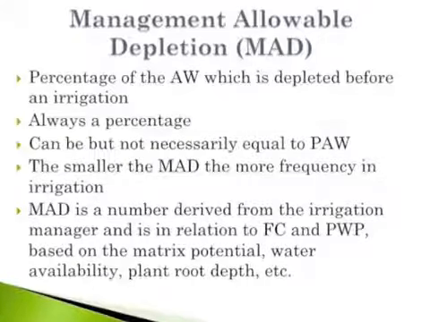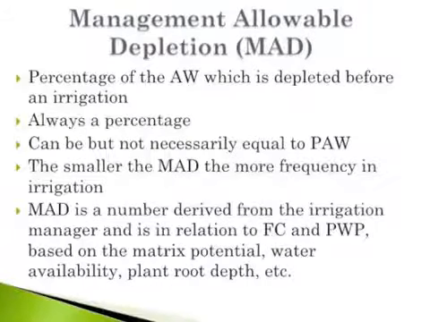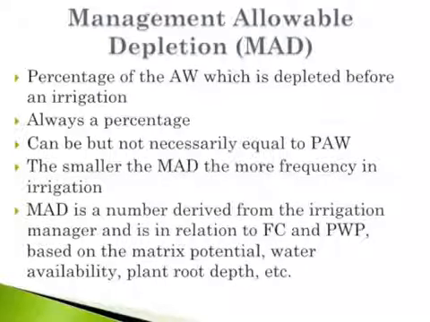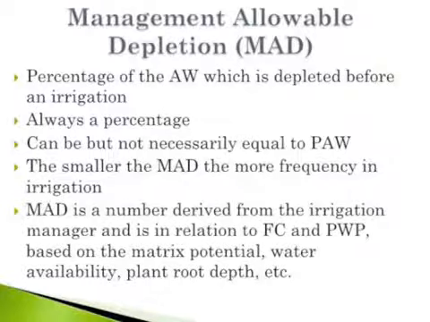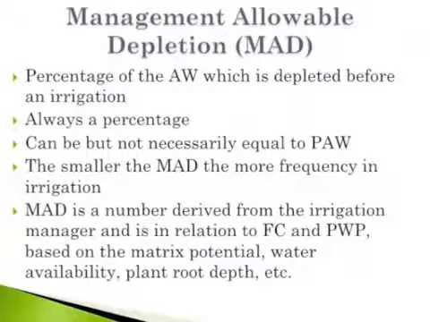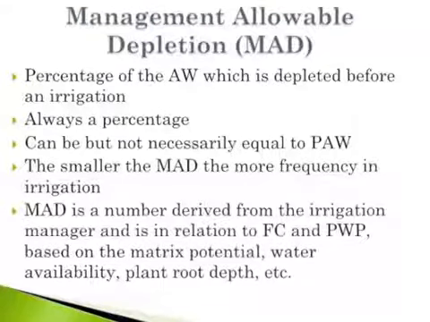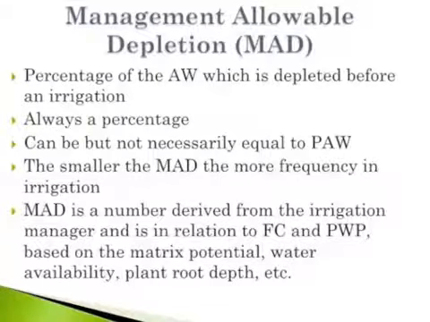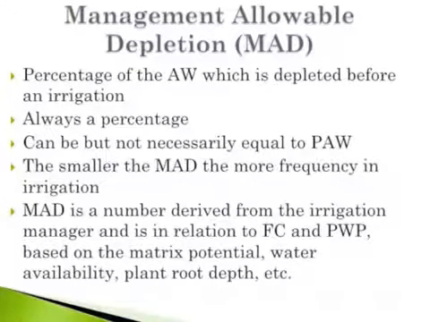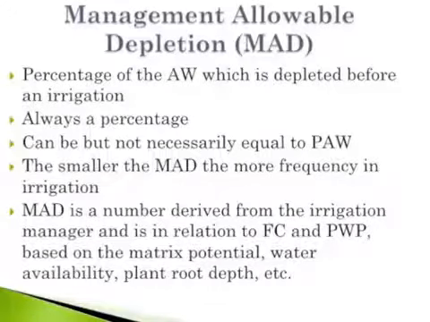The larger the management allowable depletion, the larger the MAD, the more water you're allowing to deplete before you irrigate again. A smaller management allowable depletion means you're going to be irrigating more frequently and allowing less water to deplete before you decide to irrigate again. And again, there's many factors about why you would do this.